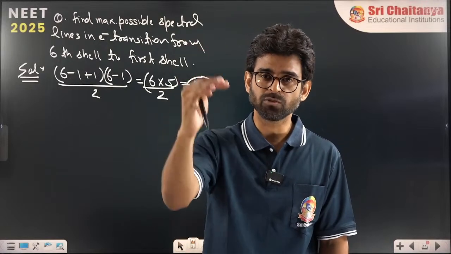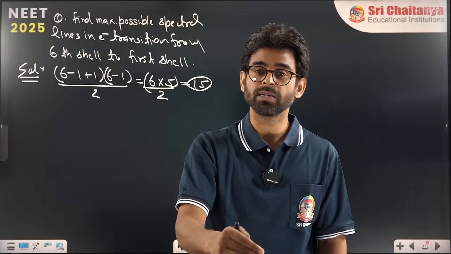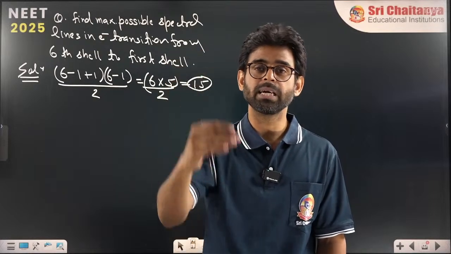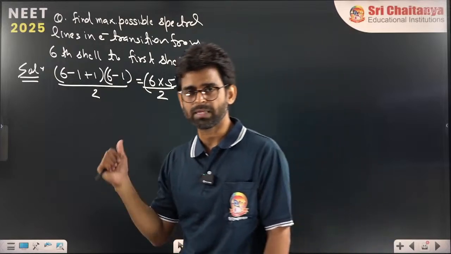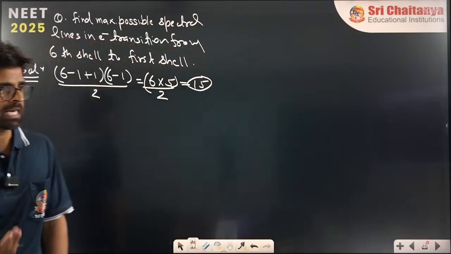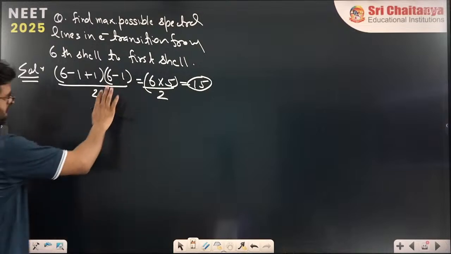Maybe jumping from 6 to 5, 5 to 4, 4 to 3, 3 to 1, or directly 6 to 1, maybe directly 6 to 2, then 2 to 1. So different types of lines can come, so many, 15, or different types of photons can be emitted, right?